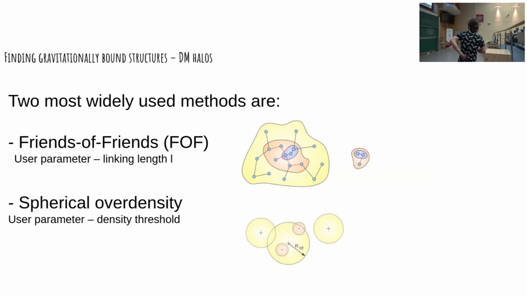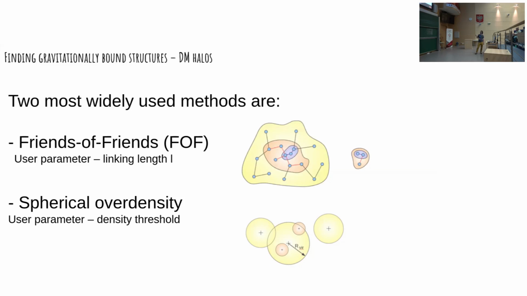Another approximation is, for example, spherical overdensity. You use one parameter, a density threshold, and you smooth the density of this particular simulation and look for the peaks. You try to find the center of the peaks, and then you grow a sphere, and then you say, okay, this is a halo because it passes some physical density threshold.